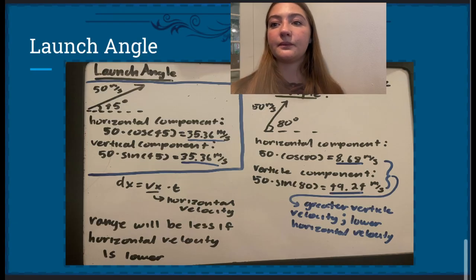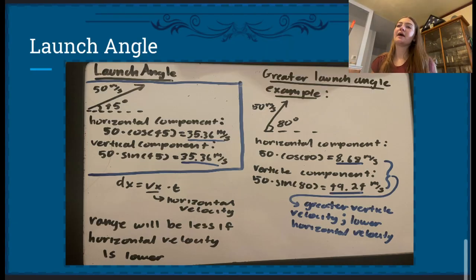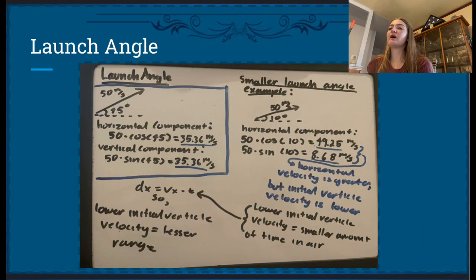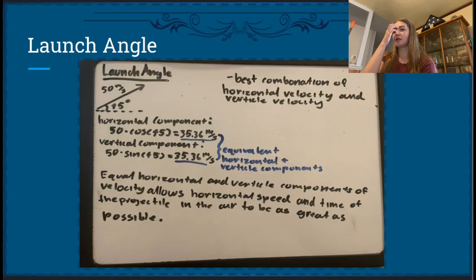we want it to. In these diagrams, you can see that when the launch angle is at 45 degrees, the horizontal component of velocity and the initial vertical component of velocity are equivalent. Then you can see how when there's a greater launch angle, the horizontal component is much lower and the vertical component of velocity is much higher. This is not optimal because the equation distance equals velocity in the x direction times time shows that if horizontal velocity is lower, the range will be lower.